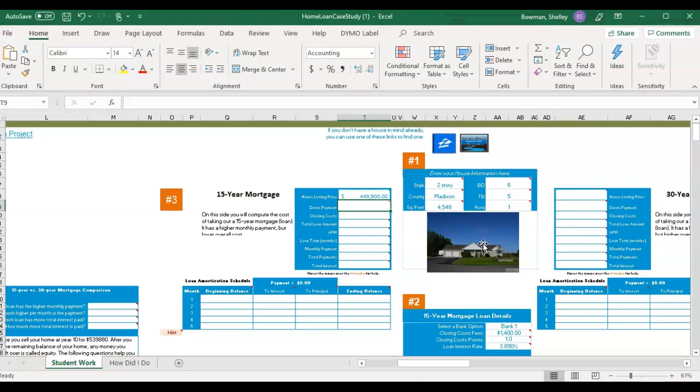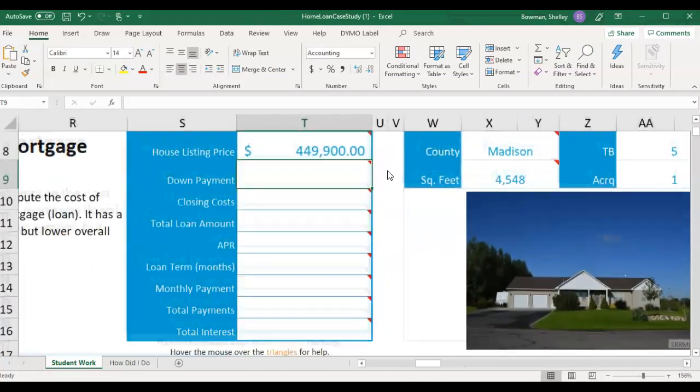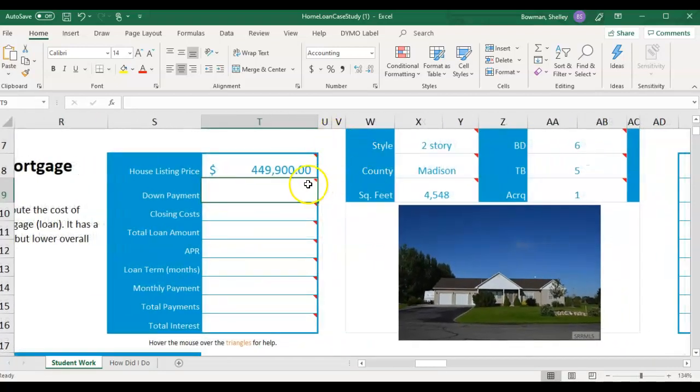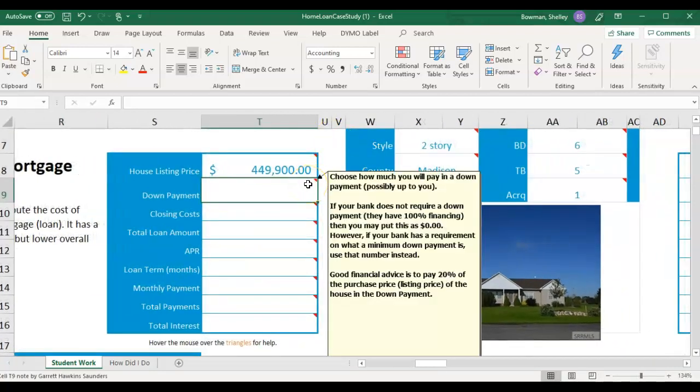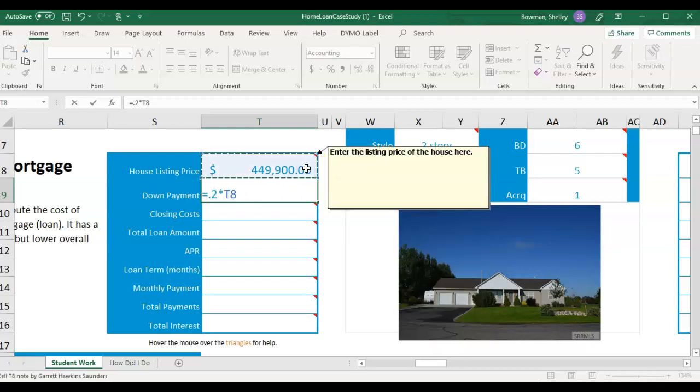Now I need the down payment, and you'll note that it gives me some tips off to the side for these. And so that down payment tells us that most banks are going to ask about 20%, but as you can see, there's lots of different options at different banks. I'm going to go ahead and go with the 20%. So we're going to do equals 0.2 so that I can calculate times the list price, and that'll give us our down payment.